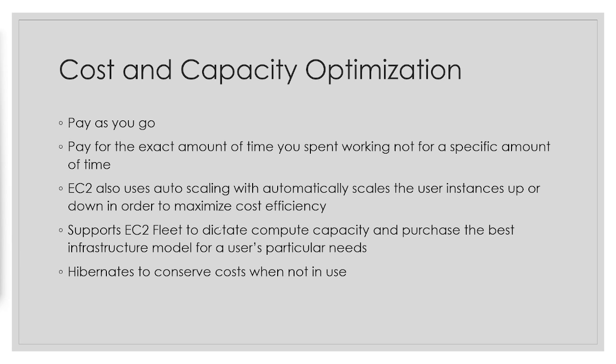Another way EC2 keeps costs down is it uses auto scaling, which automatically scales the user instances up or down in order to maximize cost efficiency. It also supports EC2 Fleet, which is essentially a system that dictates compute capacity, and this will purchase the best infrastructure model for a user's particular needs. So it will outline what you need, what particular cost you need to get the most bang for your buck and to keep your infrastructure running with the most efficiency.